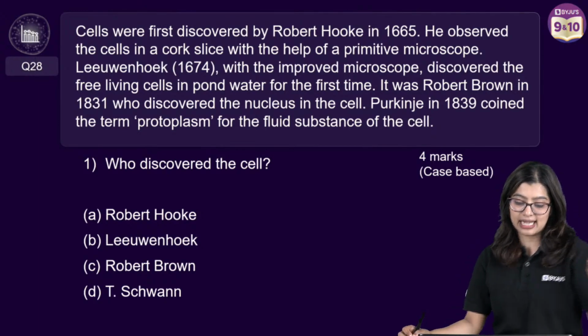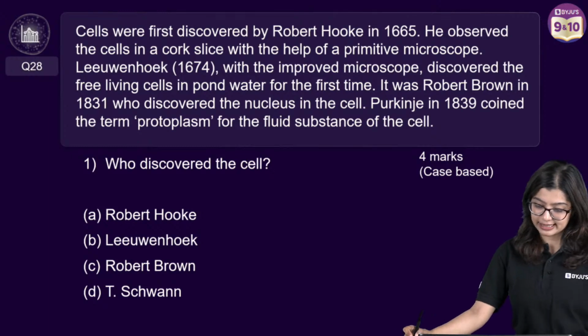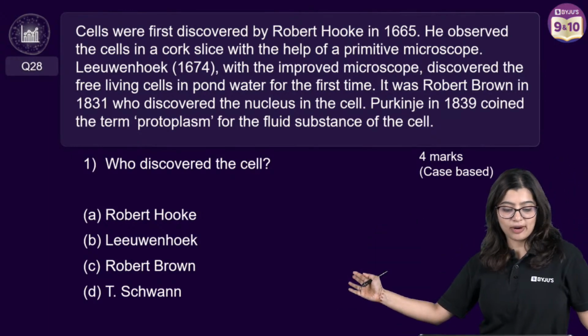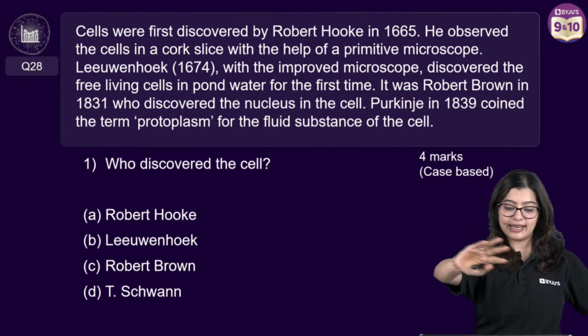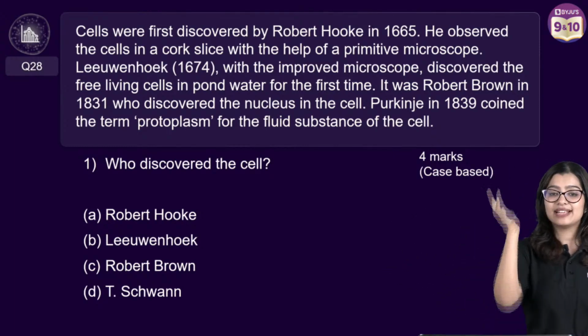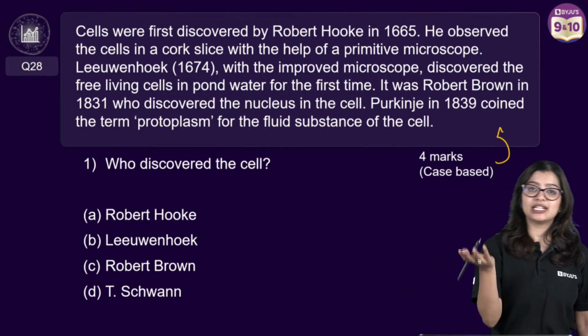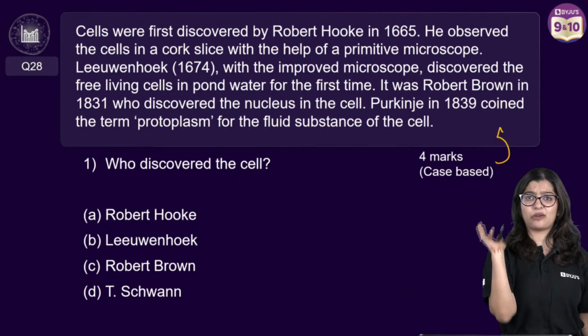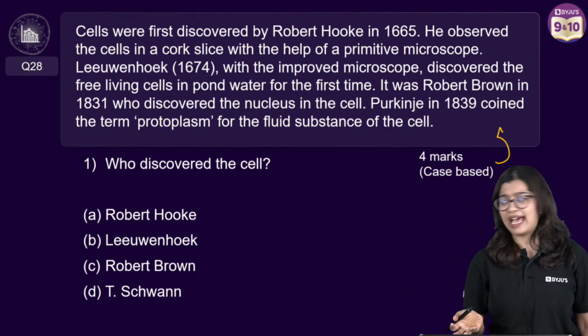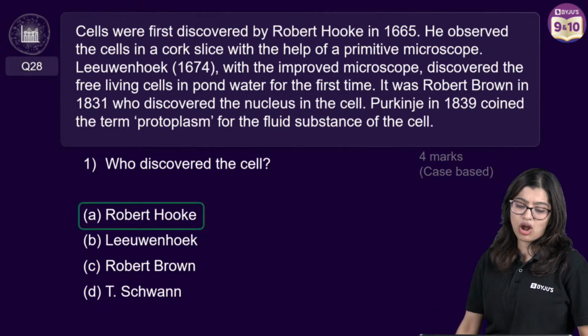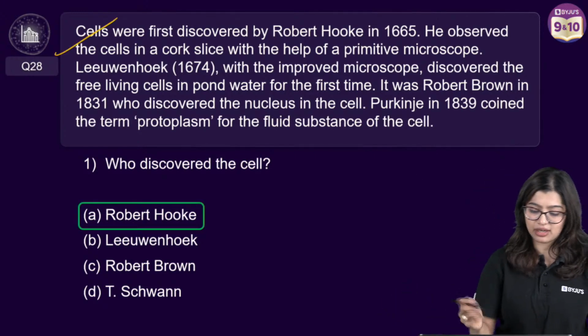So we see that cells were first discovered by Robert Hooke in 1665. We saw that Leeuwenhoek improved the microscope. Robert Brown found the nucleus. Purkinje found this. Now based on this case, you have to give me the answer. Now in case-based questions, half the time the answer is always there in the question only. So who discovered the cell? Easy, right? It was Robert Hooke, right? It's given in the question.